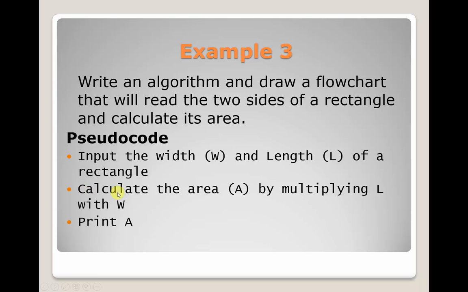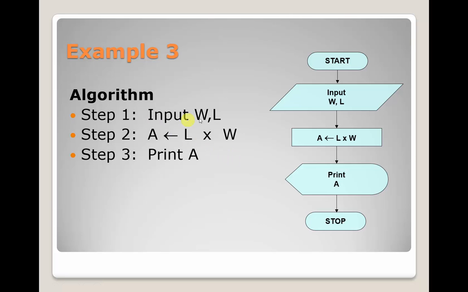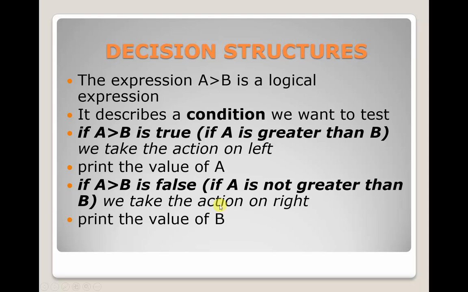This is the statement where we actually do the math. We calculate the area. And finally, we print the results of the calculation, which was A. We print that out. Here's again the more detailed algorithm. Input these two variables, take the values in there and multiply them together and assign the results to the variable A. Finally, print out the variable A. And again, you can see the example of the flowchart, very basic stuff.